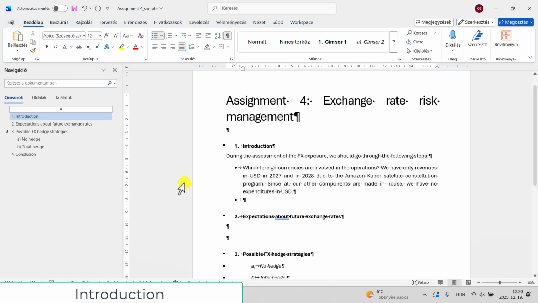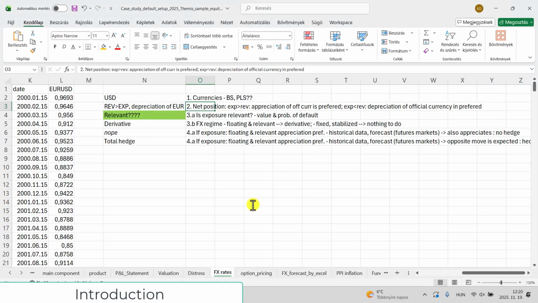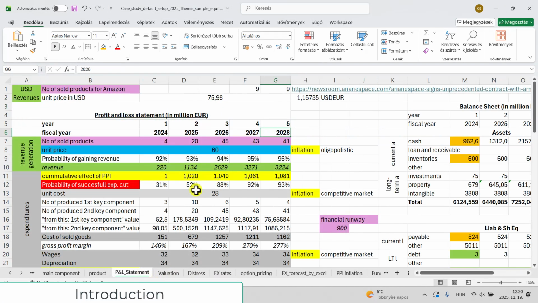Okay, this net position is, okay, this one at 9 times.